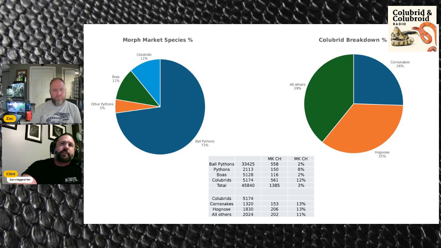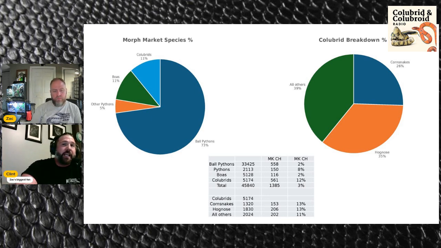For colubrids, just so you know, 35% of the colubrids listed are hognose, 26% are corn snakes. That leaves 39% all others. And I want to say this is possibly the first time that all others has surpassed both corn snakes and hognose. So interesting. I'm not incredibly surprised, because with this being hatchling season, you've got so many more species that can hatch out. And so that one's now jumping out.